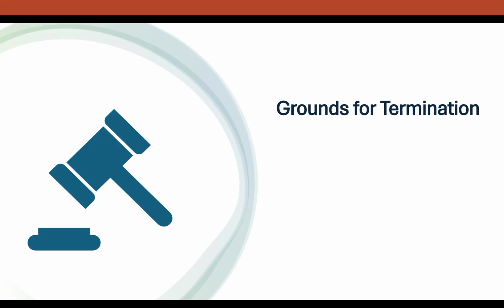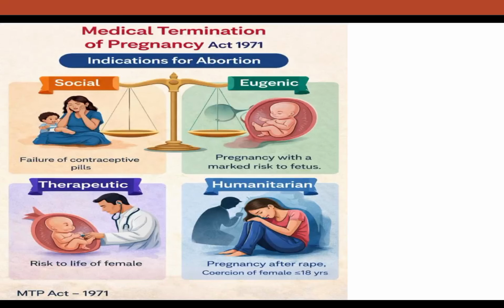Now, let us talk about the grounds for termination under the 1971 Act. First, there is the social ground. If there is a failure of the contraceptive method, the pregnancy can be terminated. Second is the eugenic ground. If there is any chromosomal abnormality or genetic defect in the fetus, termination is allowed to avoid risk.